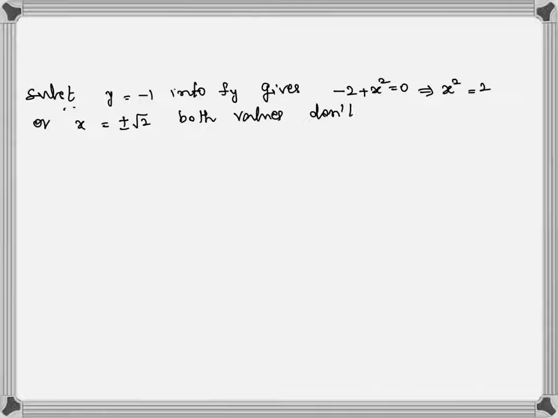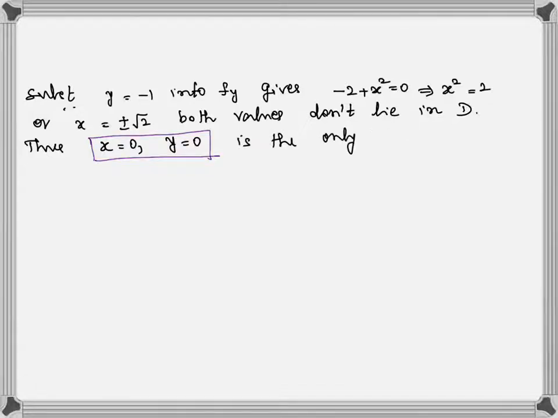So the only critical number is going to be just (0, 0). Those other values don't lie inside the domain. So x equal to 0, y equal to 0 is the only critical number inside D.